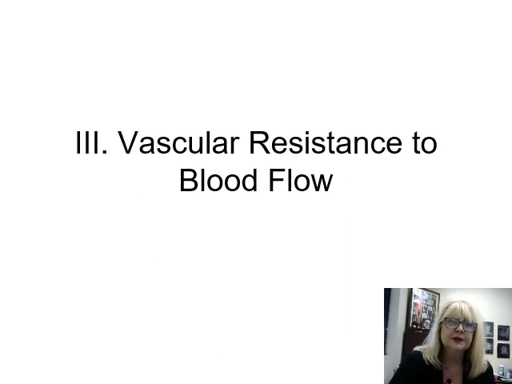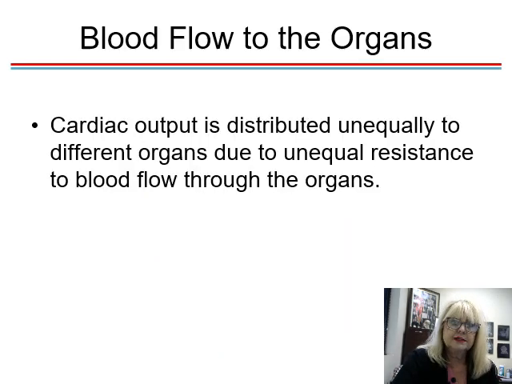Vascular resistance to blood flow. So blood flow to the organs. Cardiac output is distributed unequally to different organs due to the unequal resistance to blood flow through the organs.